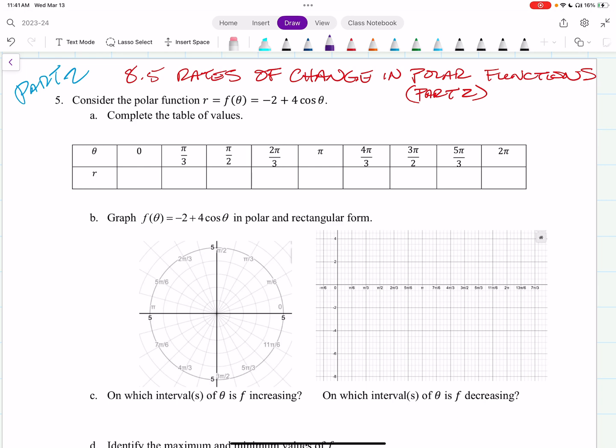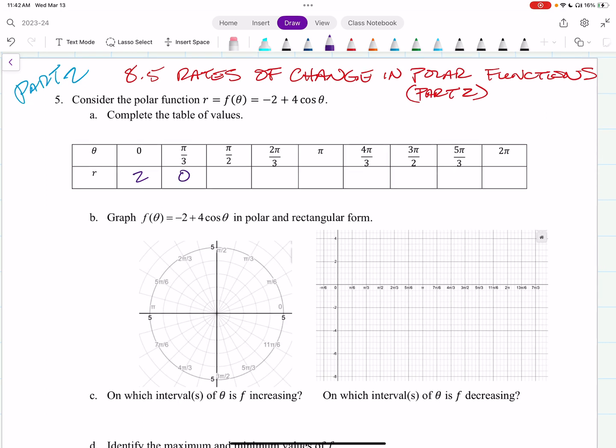When you substitute 0 in, cosine of 0 is 1, times 4 is 4, minus 2 is 2. So r is 2. At pi thirds, 60 degrees, cosine of 60 degrees is a half. Half of 4 is 2, plus -2 is 0. At pi halves, cosine of pi halves is 0, times 4 is 0, plus -2 is -2.